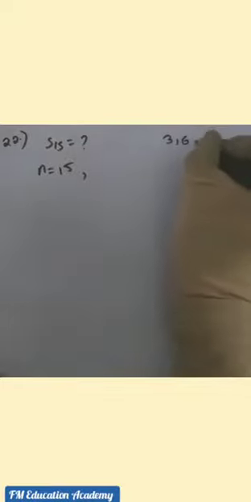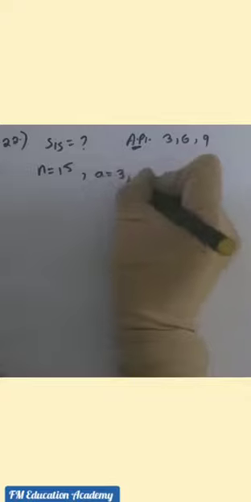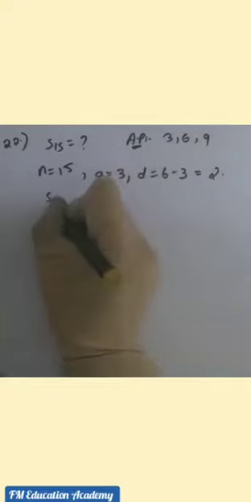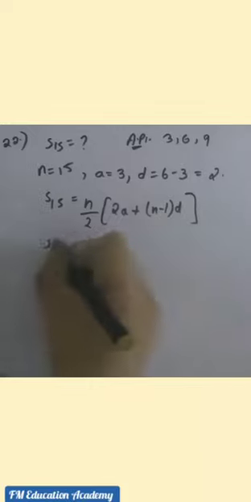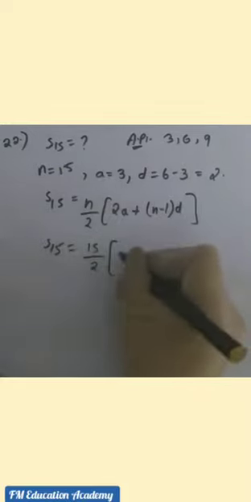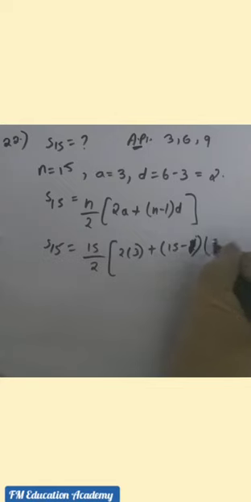If you observe the series, what is the series given to us? The series given to us is 3, 6, 9. This is the AP given to us. a is 3, we can see. d is A2 minus A1, that is 6 minus 3. So d is 3. We have the formula of Sn is n by 2 into 2a plus n minus 1 into d. So S15 is equal to, what is the value of n? 15 by 2 into 2 times 3 plus 15 minus 1 into d.